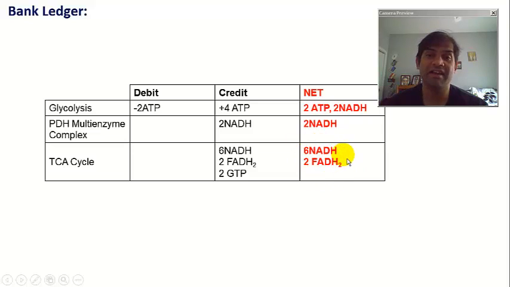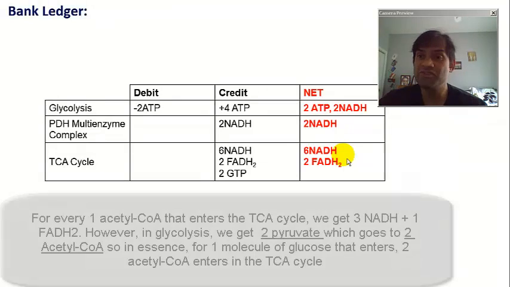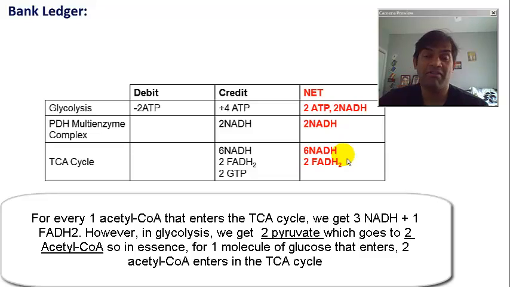Finally, the reaction that we're going to go over now also generates a lot of reducing equivalents. It generates 6 NADHs and 2 FADH2s, the flavin adenine dinucleotides. So these reducing equivalents are going to be a reservoir for lots of energy when these NADHs and FADH2s give up those electrons, and those electrons go to the electron transport chain. You also generate energy in the form of GTP in the TCA cycle.